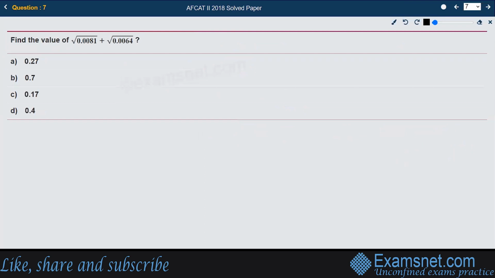Question number 7. Find the value of under root 0.0081 plus under root 0.0064. So let us try to do something. Under root 0.0081 plus under root 0.0064. If we try to break this, we can see these are perfect squares and there are double decimals involved.